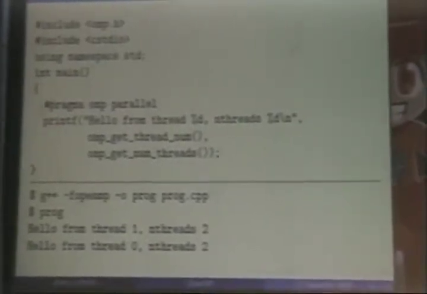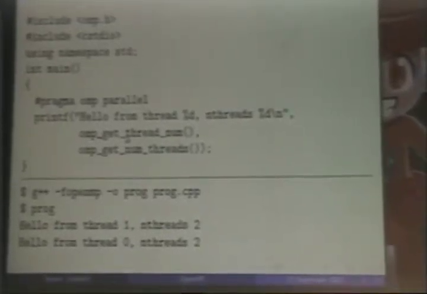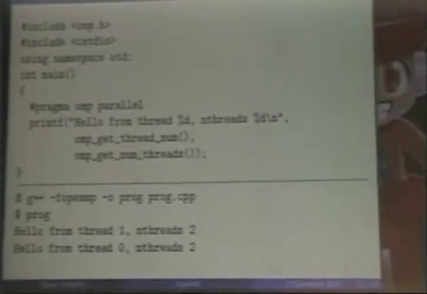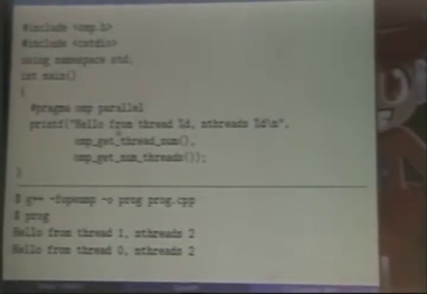If you take a look at this, the program looks like a typical C program. The only difference is that you put this pragma directive, pragma OMP parallel. You simply say you want to execute this in parallel.